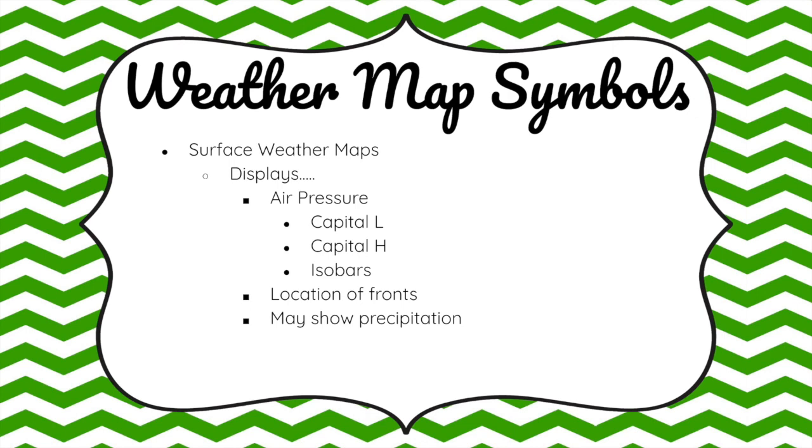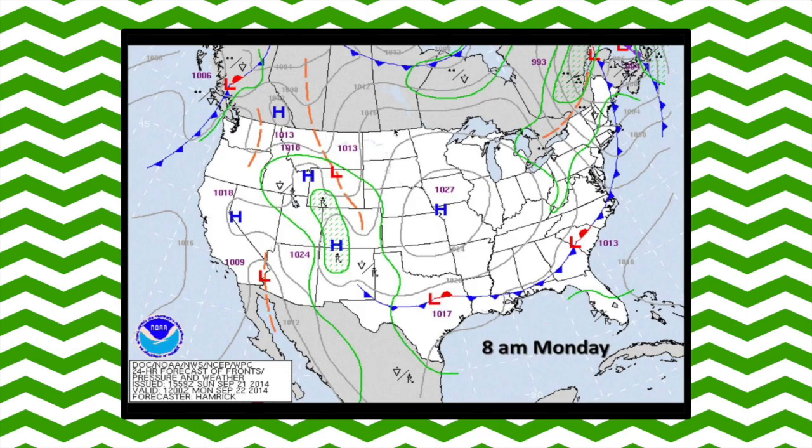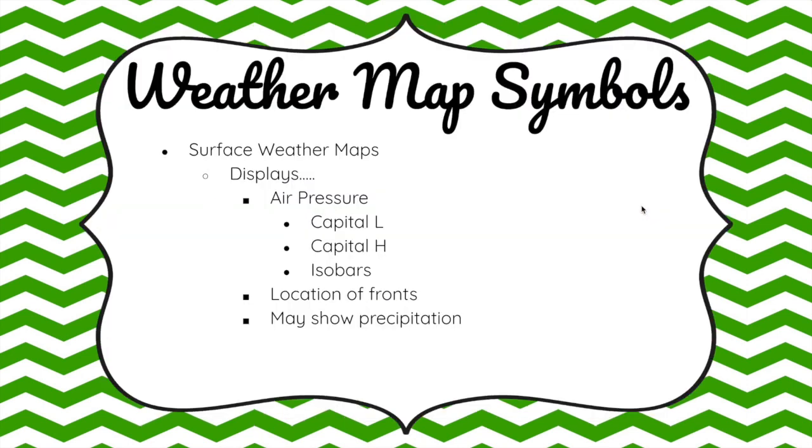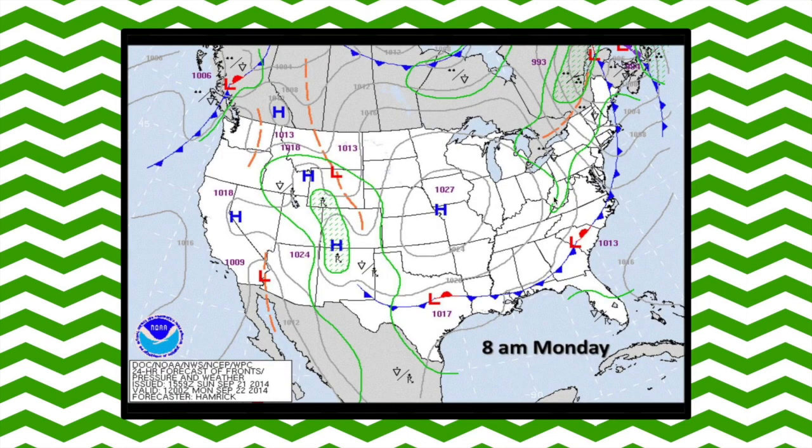All right, surface weather maps. It's going to display air pressure with a capital L or capital H for high or low air pressure. And it has what's called isobars. These are your isobars, the little gray things in here, all over the map. If you've ever wondered what those are, they're called isobars. These weather maps can also show you the location of fronts and may even show you some precipitation. So you can see the high and low pressure systems.